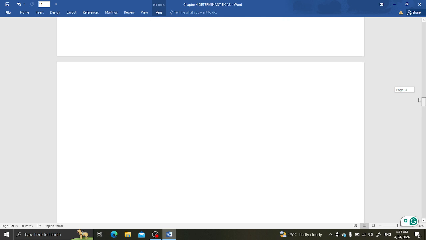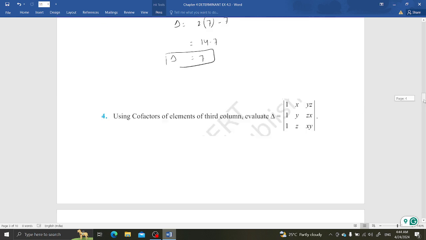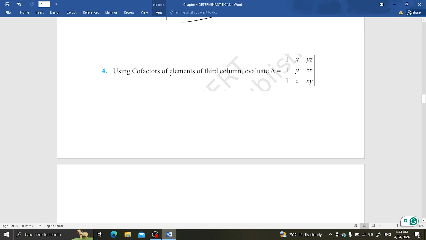Okay. Now we are moving to the next question: using the cofactors of the elements of the third column. Third column means this one column. Okay. Along the C3, we need to expand this determinant. Okay. What is the A31 position? Sorry, A13 position.